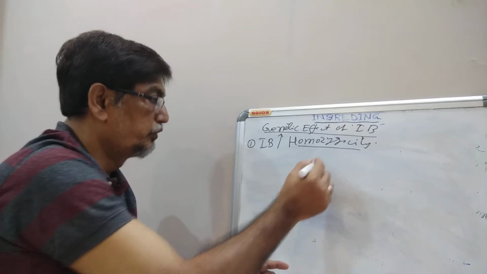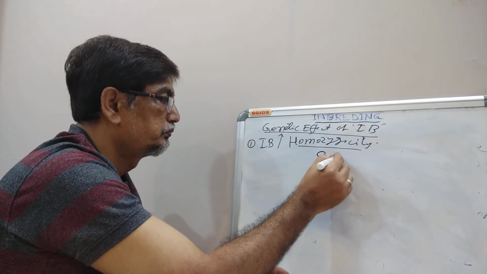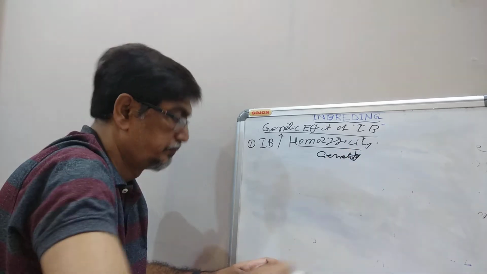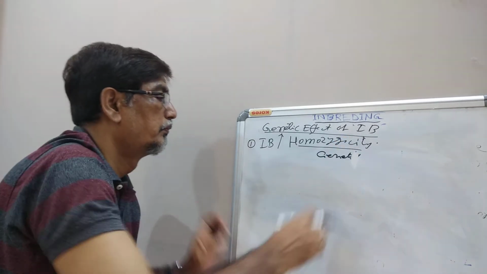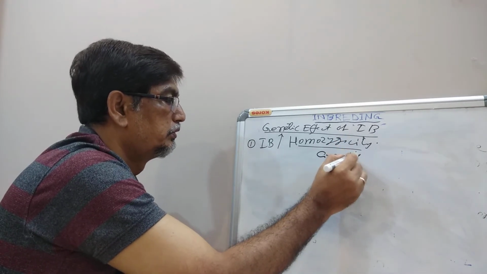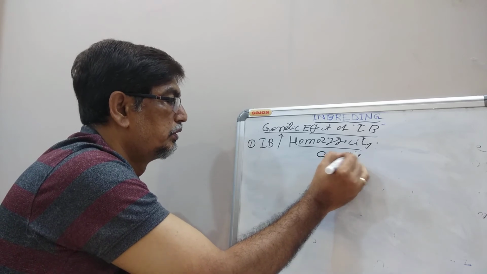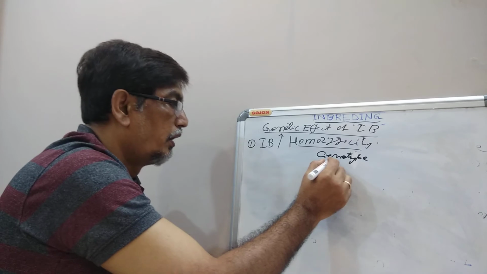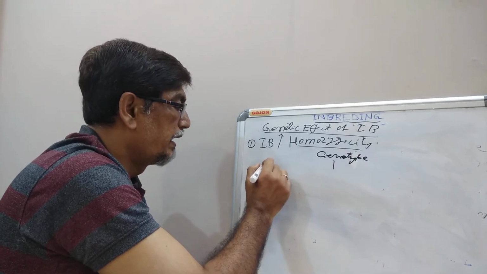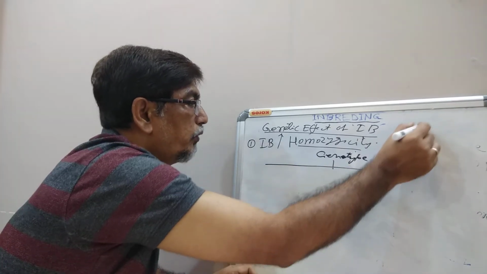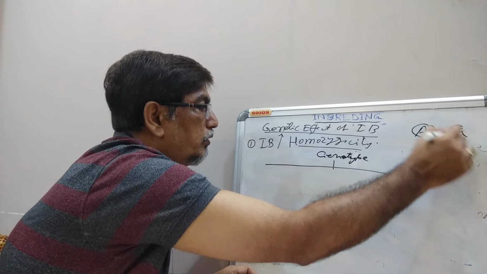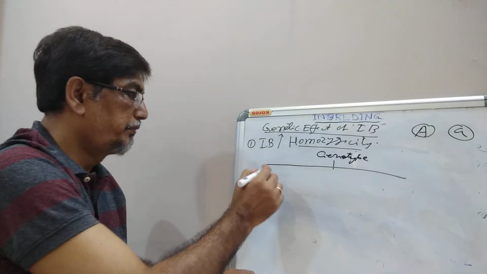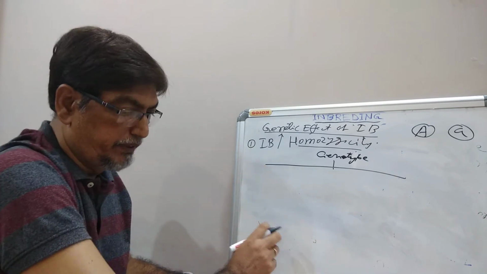Suppose take a genotype by taking one pair of alleles, A and small a, only a single gene pair. So how many different genotypes will be there?